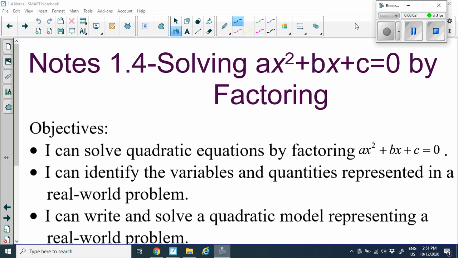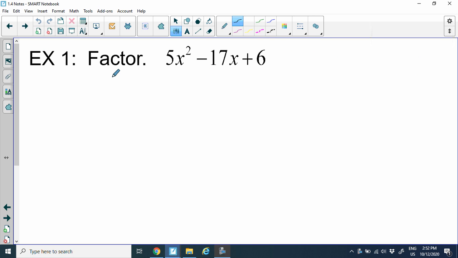Hey guys, so here are the notes for 1.4. We were once going to again solve quadratic equations and factor quadratic expressions by factoring, but this time we're going to do it when a is something other than 1. Okay, let's look at this first one. We're going to factor 5x squared minus 17x plus 6.